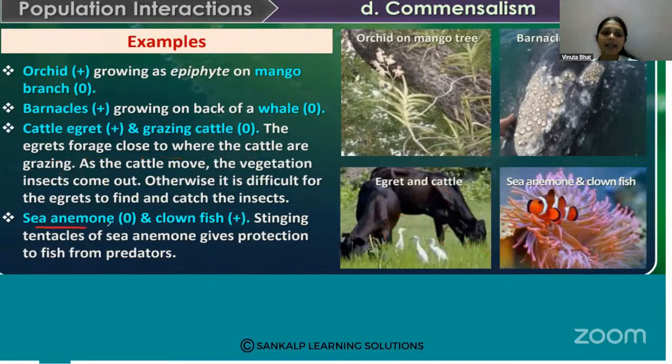Then sea anemone and clownfish. The stinging tentacles of the sea anemone give protection to the fish from predators. So the fish that is present near the sea anemone, you can see the tentacles, these tentacles give some protection to this fish from enemies, but this sea animal is neither harmed nor benefited. So this type of interaction is called commensalism.